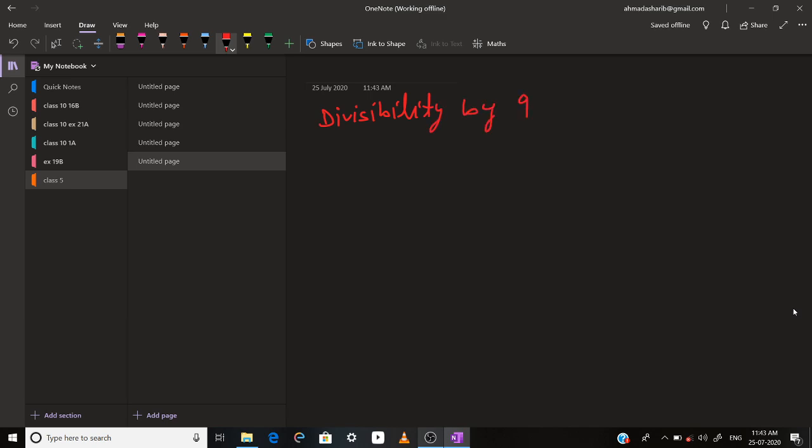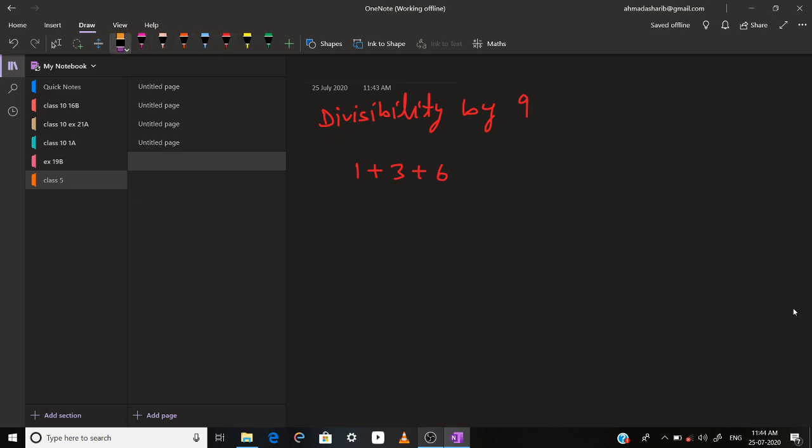Divisibility by 9. How to check? The rule is that if the sum of the digits is divisible by 9, then the number itself is divisible by 9. For example, let's say the number is 136. We have to check if this number is divisible by 9.